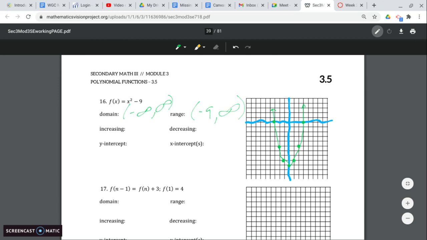It's increasing, so notice it's going up on the right-hand side. It's going down on the left-hand side. So it's increasing from 0 to positive infinity, and it's decreasing from negative infinity to 0. The y-intercept, well, that's what we started with, was 0, negative 9. Our x-intercepts were right here at 3 and negative 3. So negative 3, 0, and 3, 0.